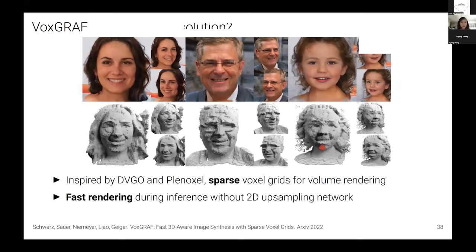This leads to our follow-up work, VoxGRAF. Inspired by DVGO and Plenoxels, which are methods for accelerating training of NeRF, we represent the scene as sparse voxel grids instead of the radiance MLP. The rendering of the sparse voxel grids is very fast, and we also don't need the upsampling network.